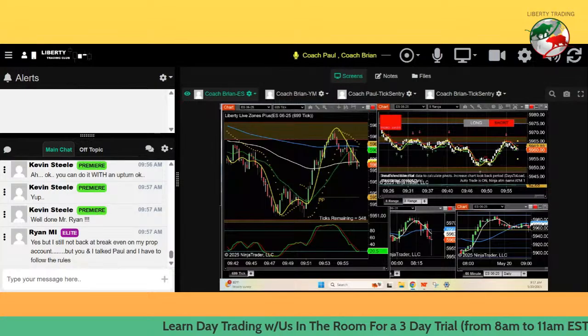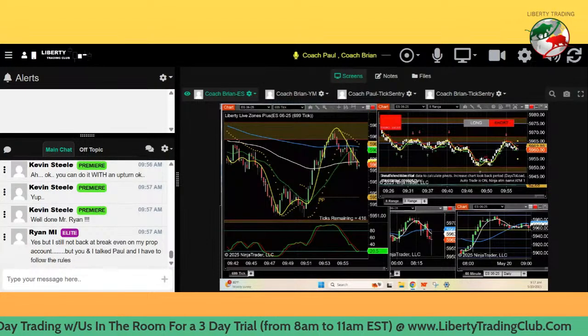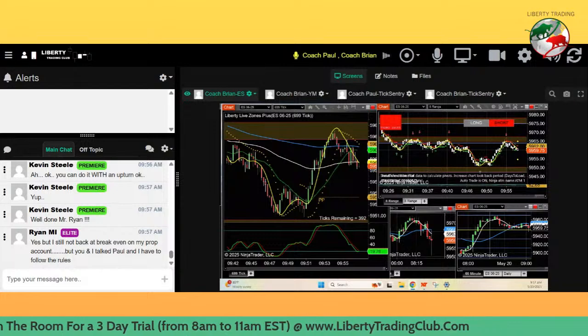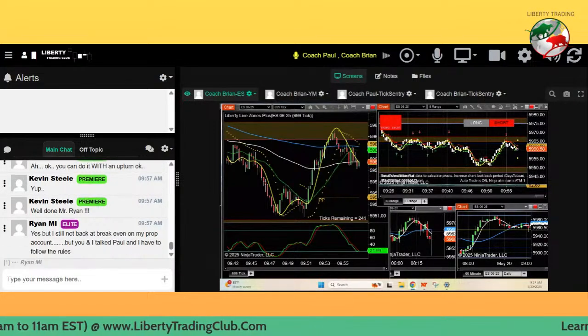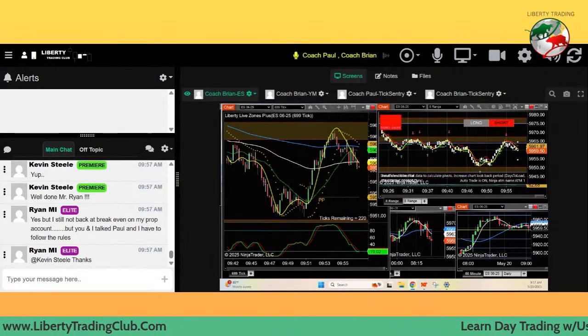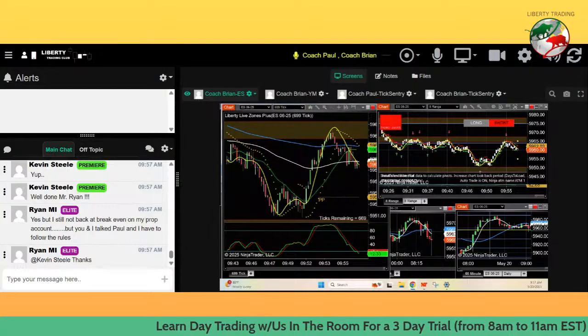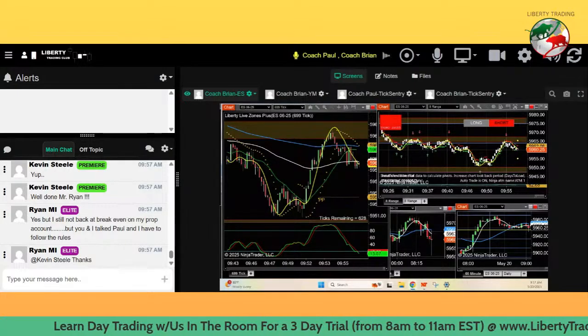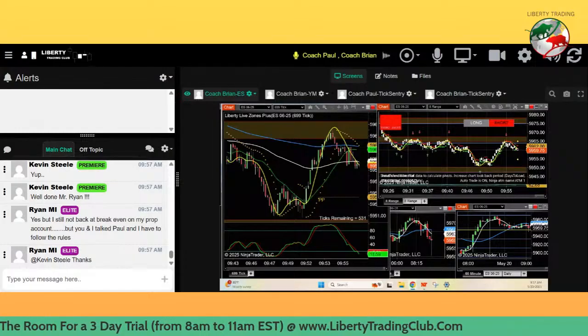So tick entry. Let me pay attention to the tick entry a little bit here. Missed a beautiful short off the 26. I'm glad you're following the rules, Ryan. Yes, but I'm still not back at break even on my prop. That discipline will get you to that point. Exactly, guys. If you just follow your rules, even though you're down, just walk away. In the long run, it'll pay off. It will pay you.